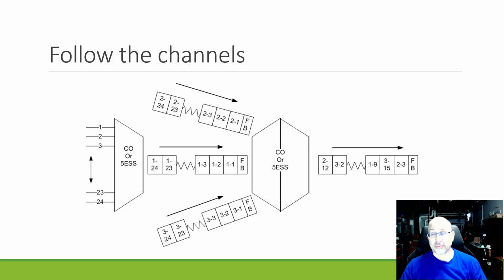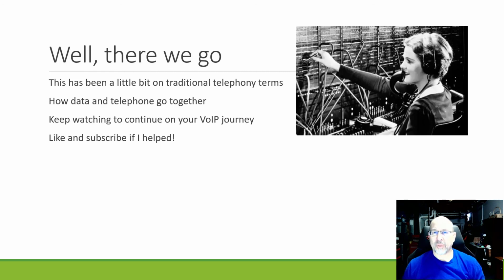Well, that's a lot of stuff here. I think we're going to finish up. There we go. That was a little bit on traditional telephony terms, some of the geography and architecture, and how data and traditional telephony go together. As we move along, I will occasionally refer back to these things, and of course we're just scratching the surface. We're just trying to get enough so that we can understand how we got to where we are today. And maybe along the way we'll talk a little bit about the internet and how it works.